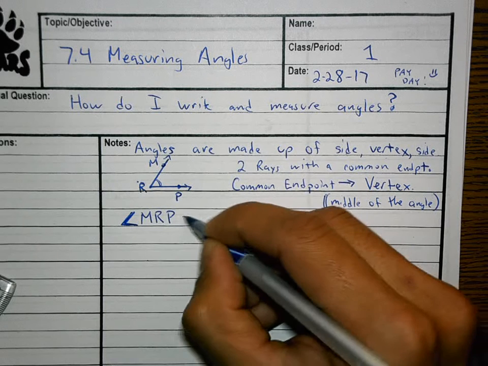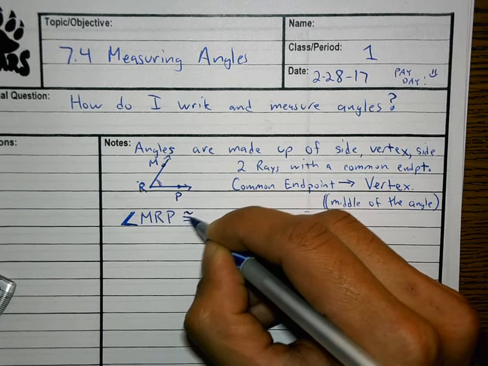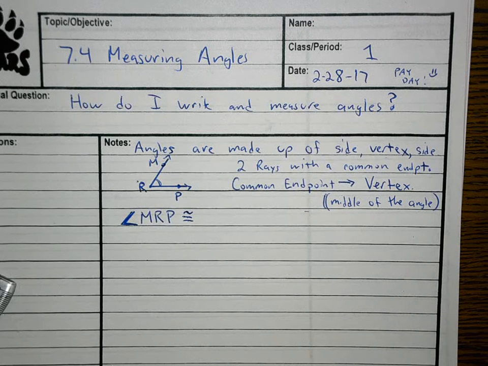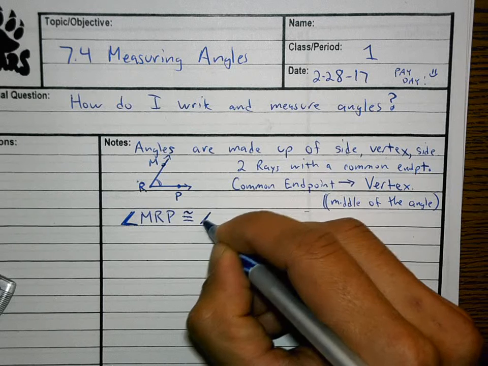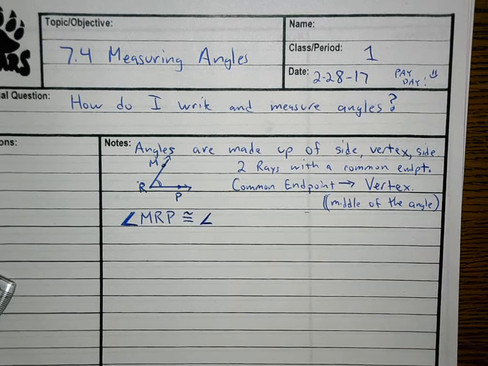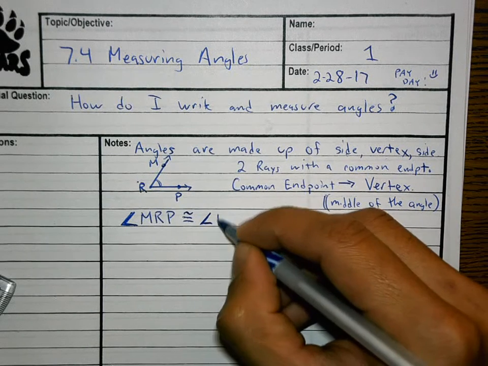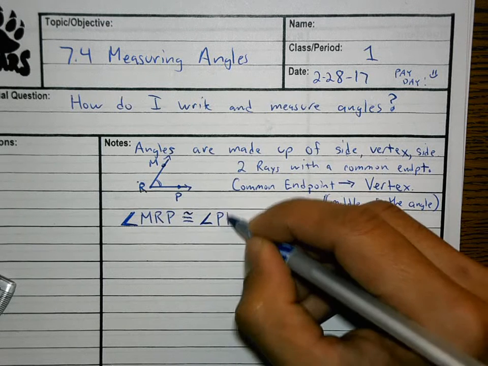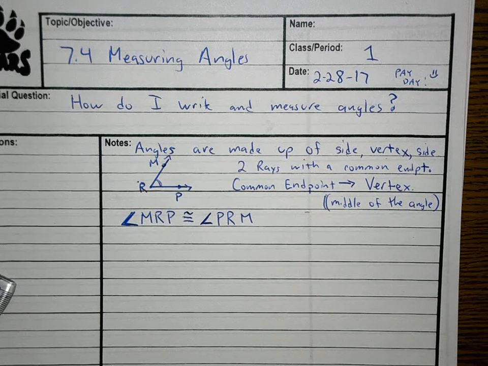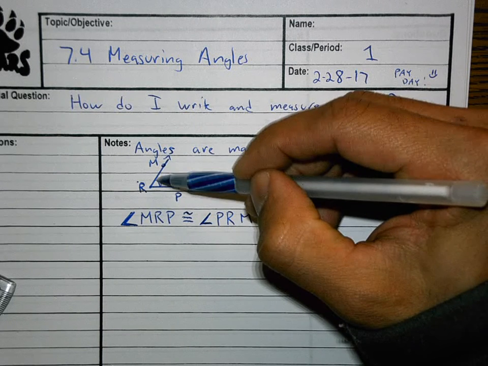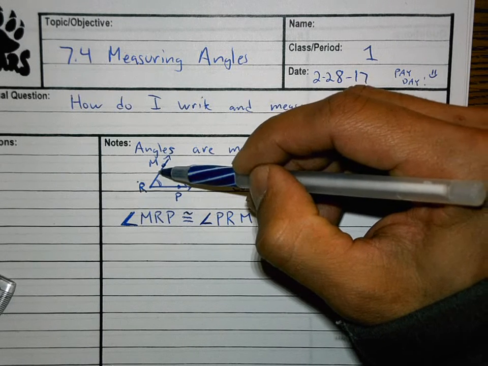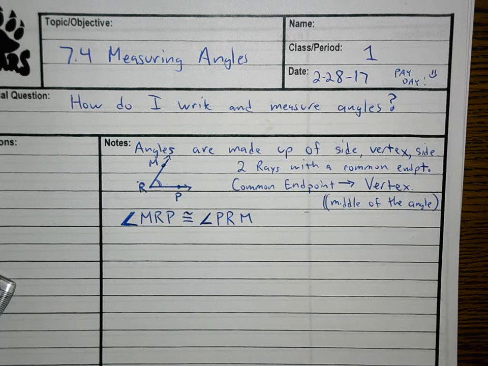This is congruent to, is there another way I could write it in a second way? Angle, don't forget the angle symbol. It's the same angle as angle PRM. These two angles are exactly the same thing as each other. How come? Because whatever this angle measures is going to be the same whether I go from this side to this side or this side to that side.